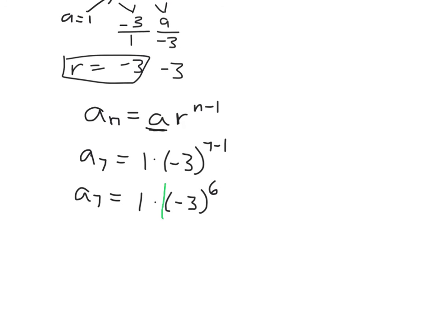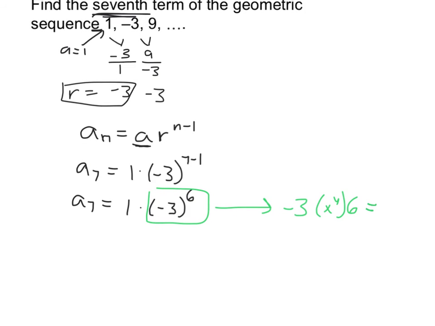So here, when we put this into our calculator, we're going to hit negative 3, that x raised to the y button, and then 6, and then equals. So when we put this in the calculator, we get 729. So we have our 7th term is 1 times 729. 1 times 729 is just 729. So this is our answer.